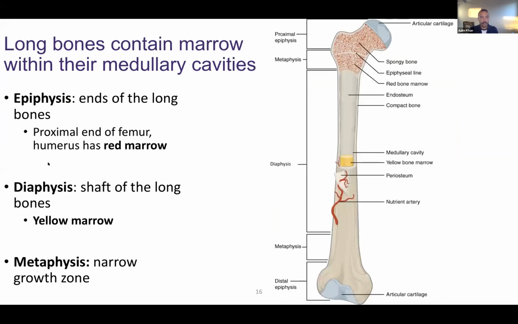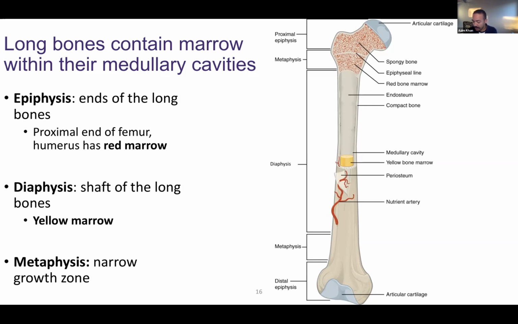I threw out a bunch of weird words just a minute ago. These words are referring to different parts of long bones. Long bones are the bones that we typically find in our appendages. Not every bone in your appendage, like your patella is not a long bone, but the bones of your arms and your fingers, the bones of your legs and your feet, minus your wrists, minus your ankles, not the carpals, not the tarsals, those are different. But long bones contain marrow within medullary cavities.